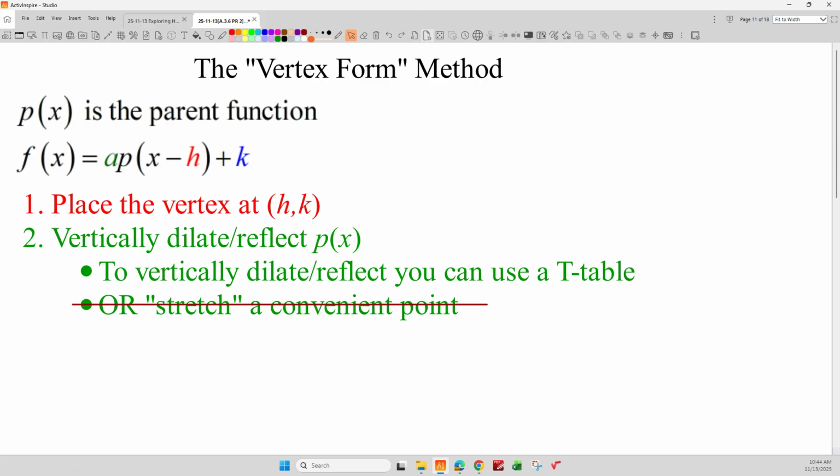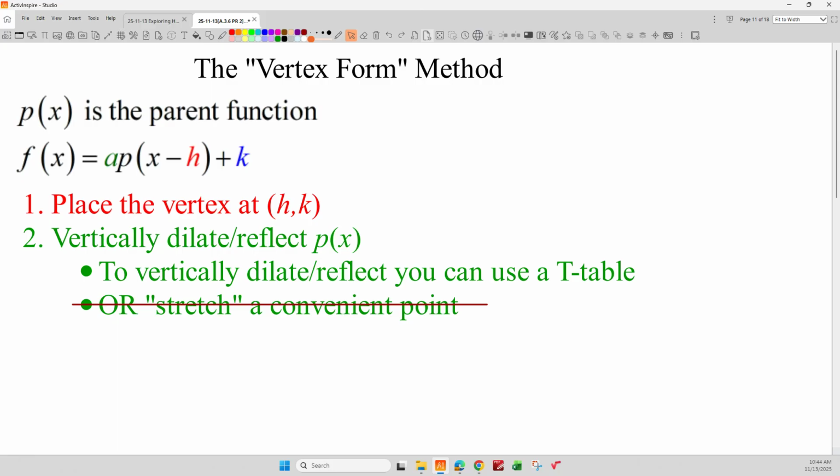There are 2 ways we can do this, but we're going to limit ourselves for now. There is a method where we could just stretch the function from its vertex or compress it, but I think that's just a little bit confusing at first. We'll come back maybe later and look at why that works, but we're going to do something consistent that works for any function. It's so versatile. We're just going to use t-tables, right?